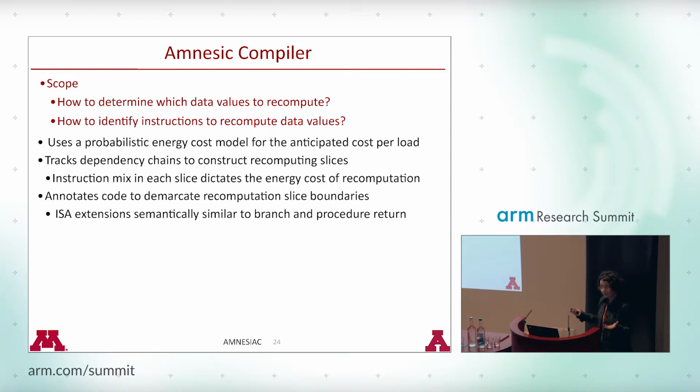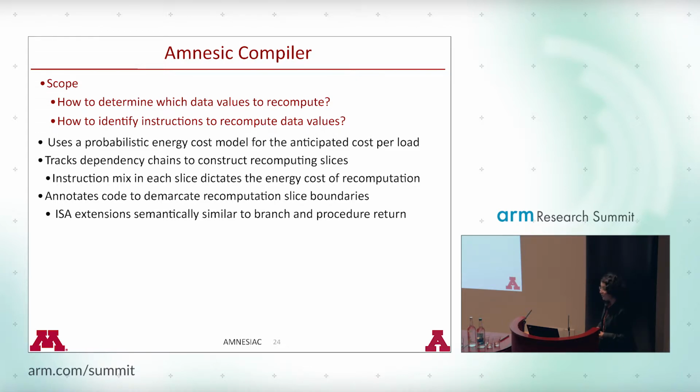So the compiler needs two energy estimates to draw a decision: the energy of the loads, but at the same time the energy to recompute along a recomputing slice. To estimate the energy of recomputation, the compiler has to track dependency chains to construct the actual recomputing slices, and the instruction mix in each recomputing slice dictates the energy cost of recomputation.